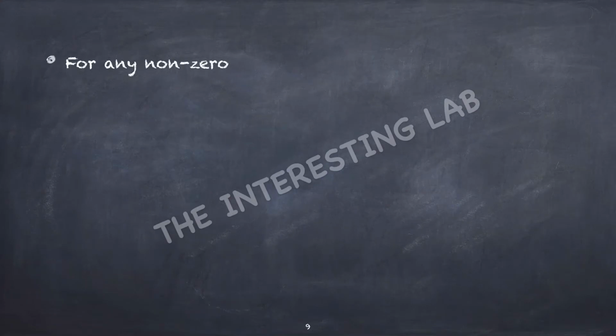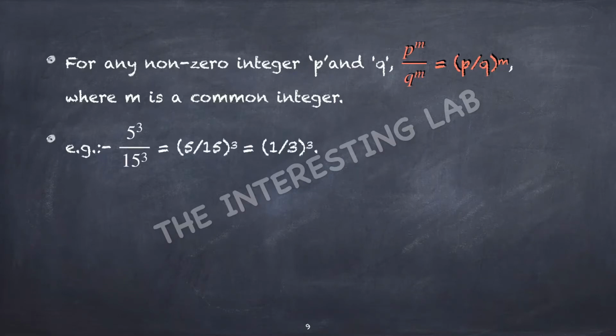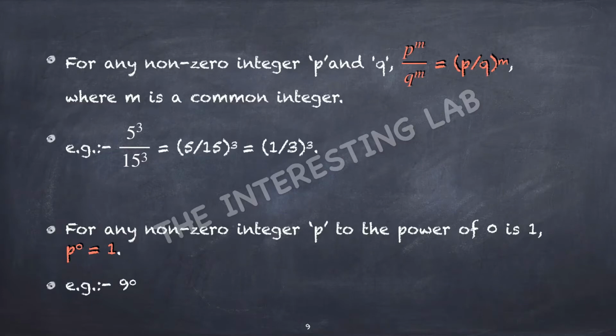5. For any non-zero integers p and q, p power m by q power m equals p by q whole power m, where m is a common integer. For example, 5 cube by 15 cube equals 5 by 15 whole cube equals 1 by 3 whole cube. 6. For any non-zero integer p, p to the power of 0 is 1, that is p power 0 is equal to 1. For example, 9 power 0 is equal to 1.